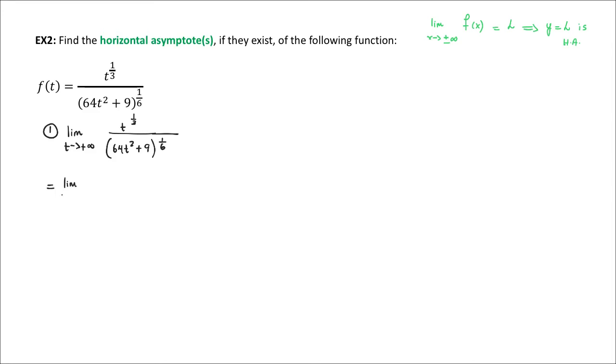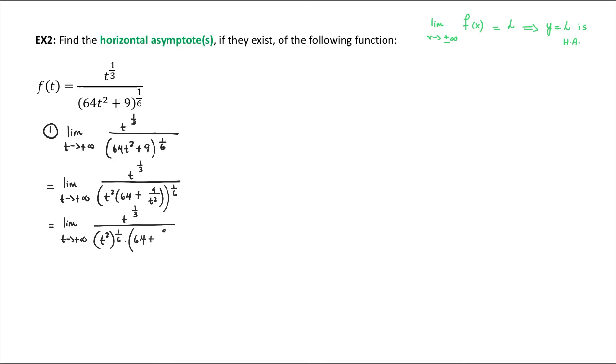We're going to have the limit as t approaches positive infinity, t to the 1 over 3, divided by t squared, 64, plus 9 over t squared to the 1 over 6. Now I have this factor, t squared, and this other factor, 64 plus 9 over t squared. I will apply the exponent to each factor. In that case, we're going to have the limit as t approaches positive infinity, t to the 1 over 3 divided by t squared to the 1/6 times 64 plus 9 over t squared to the 1 over 6.